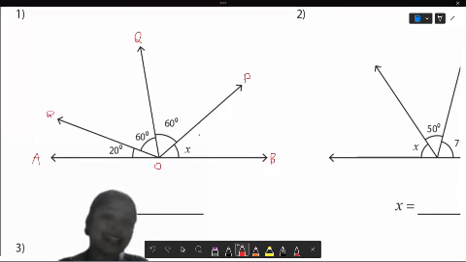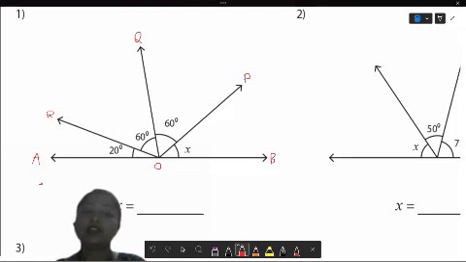See, this is a straight line angle. Of course, we know that a straight line angle is 180 degrees. The total sum of the straight line angle is going to be 180 degrees. So this is 20, this is 60, this is 60. How much is it? 140, right? This is going to be 140.